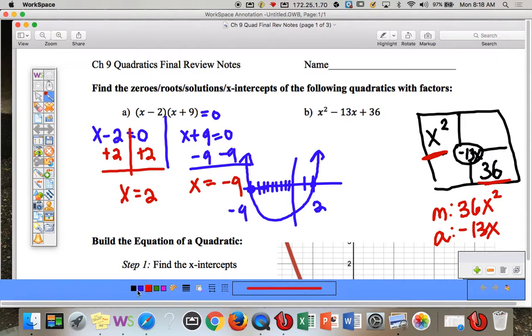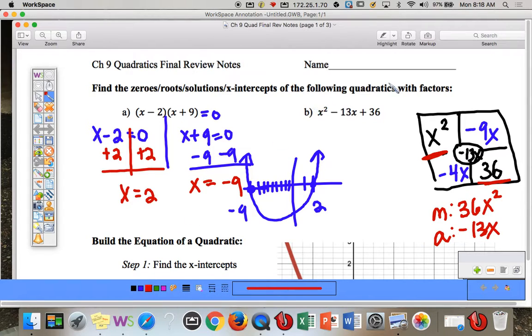All right, so what multiplies to 36? That would be 9 and 4. And if we make them negative, they'll add to negative 13. So again, 9 and 4, they multiply to 36. They add to negative 13 if we make them negative.